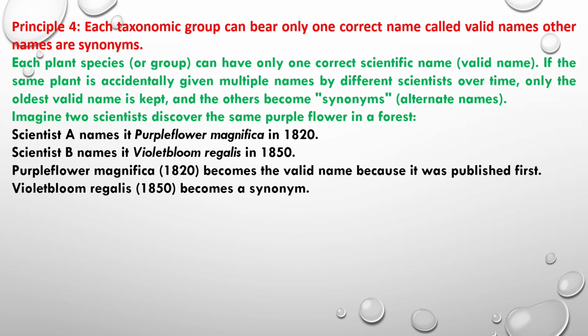Now coming to the fourth principle. Each taxonomic group can bear only one correct name. Any taxonomic group, whether species, genus or family, will have one correct name, and this correct name is called the valid name. If scientist A publishes the name Purple Flower Magnifica in 1820, and scientist B names it Violet Bloom Regalis, published in 1850, then the first will be the valid name because it was published earlier. So each taxonomic group will bear only one correct name, and other names are synonyms.